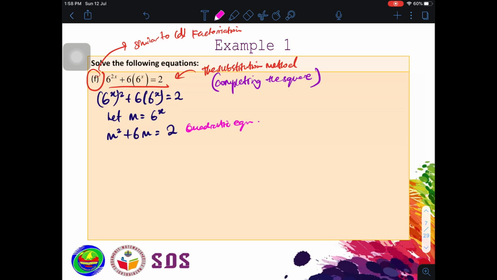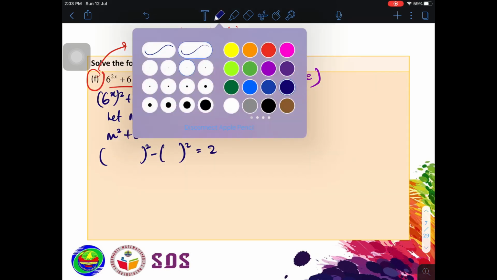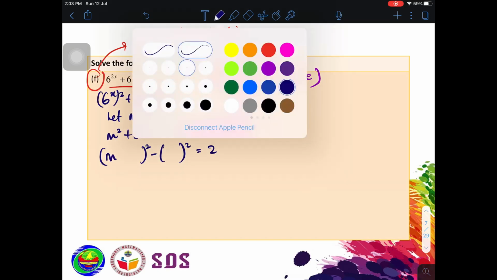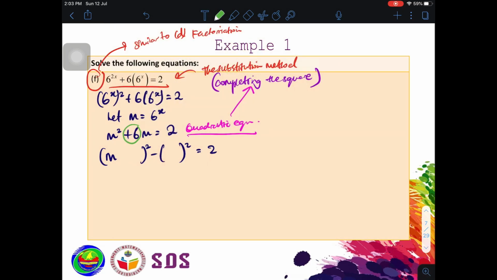But in this case we want to solve this quadratic equation by the technique of completing the square. Therefore, now I teach you how to use completing the square. This is the outline of an easy method of completing the square, where you write down the m in front, and whatever number you have here, you divide it by 2, which will become positive 3, and at the back here you copy whatever number is inside exactly like that. Therefore you simplify it, you will get (m + 3)² - 9 = 2.